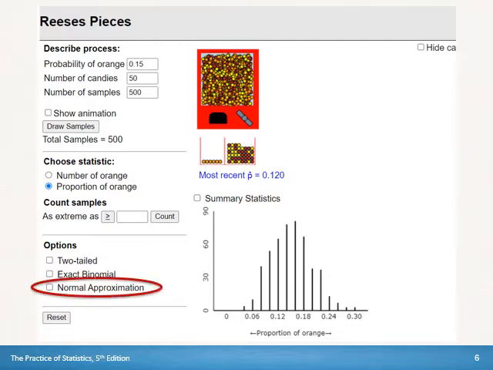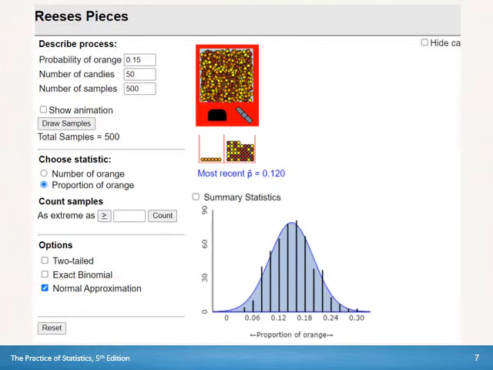All right, you can also select this down at the bottom that says normal approximation, and that will superimpose a normal curve on top of our approximate sampling distribution. So you can see here that it's superimposed on there, so you can compare it to the normal and see how close it is to normal. And that's kind of the whole point of this.